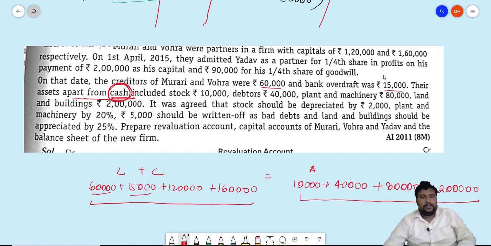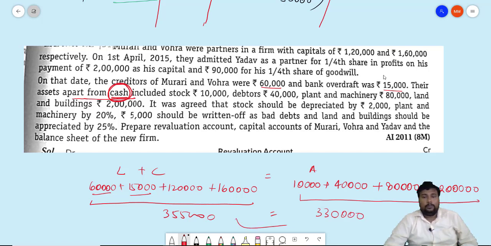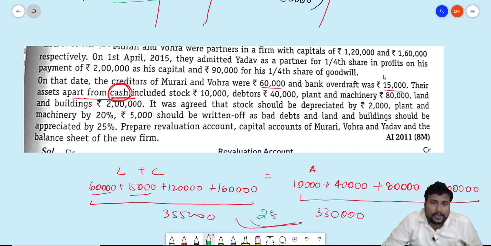So 1,60,000 plus 1,20,000 plus 60,000 plus 15,000. How much will it come? Find out. The total is 2,55,000. What is the total of assets? Find out. So it is 3,30,000. So how much difference is there? That difference of 25,000 will be our cash.